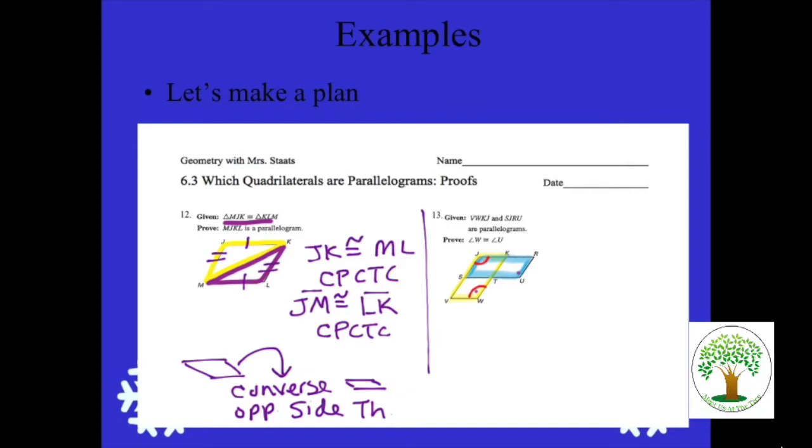Not corresponding angles. Opposite angles. Angle W is congruent to angle J because they're opposite angles. And there's a theorem that says it's the parallelogram opposite angles theorem.